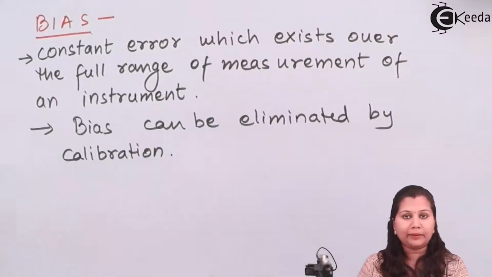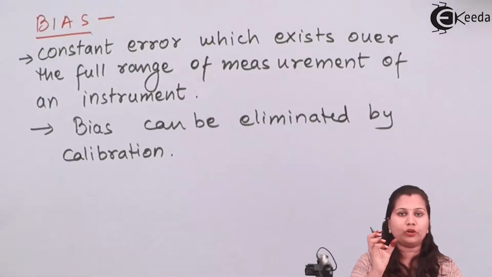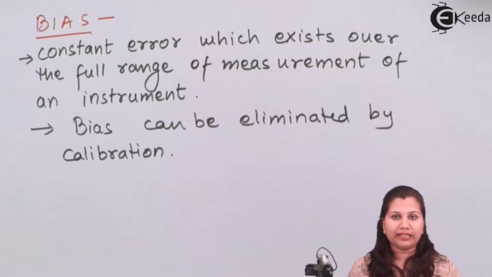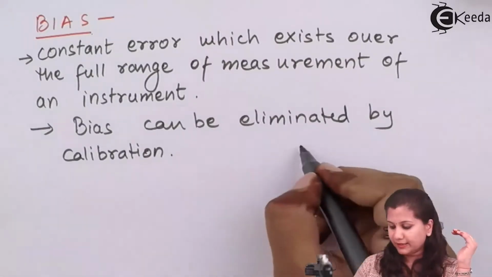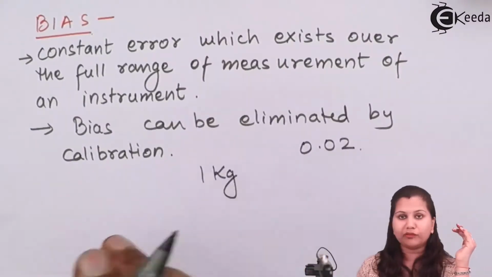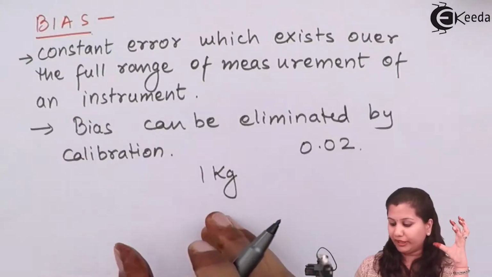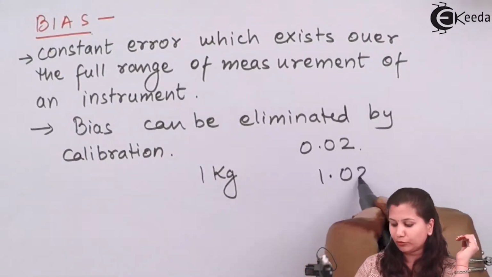So how can we calibrate an instrument? We can calibrate it by comparing it with a standard quantity. Suppose we know that the weight of this quantity is 1 kg. So we are going to put that weight on the weighing machine and calibrate its reading. Suppose the bias is 0.02 grams. So when we put a 1 kilogram standard weight on that weighing machine, it will show us 1.02.